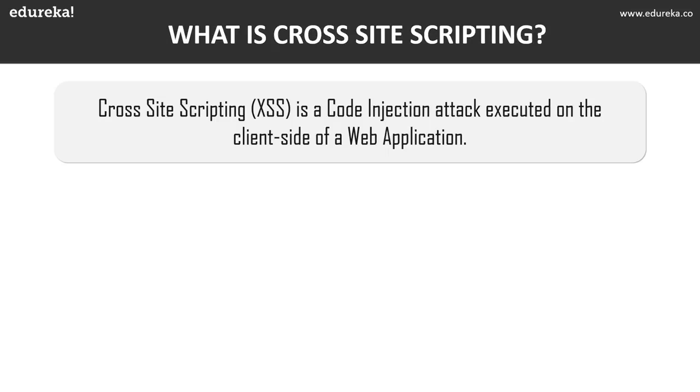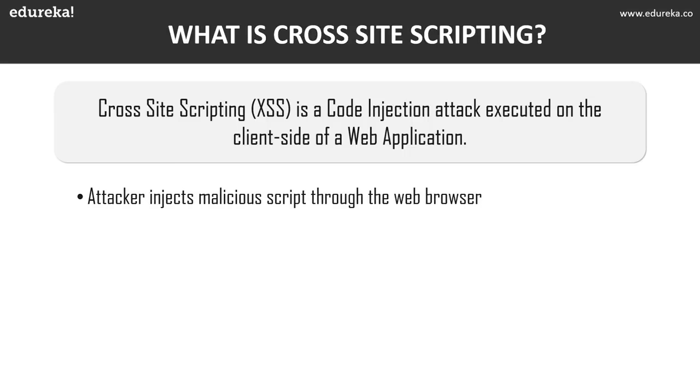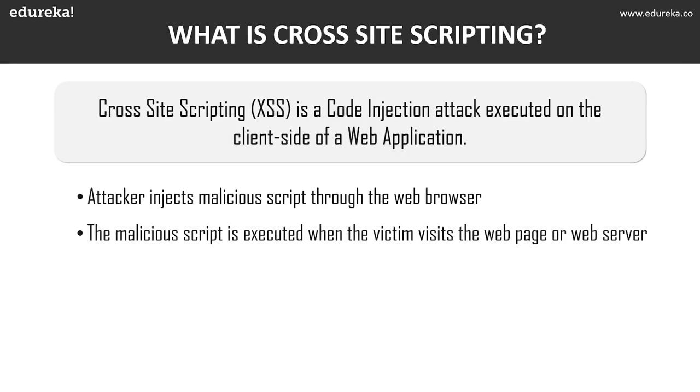Cross-site scripting attack is basically a code injection attack executed on the client side of the web application. The client side of a web application is usually the software that is used to interact with the web application, and in most cases, it is the browser. So in a cross-site scripting attack, we inject malicious code onto the web browser to make the web application do something that it is ideally not supposed to do. In this attack, the attacker injects the malicious script through the web browser, and this malicious script executes on the web application after it's injected. The malicious script is executed either when the victim visits the web page or the web server.